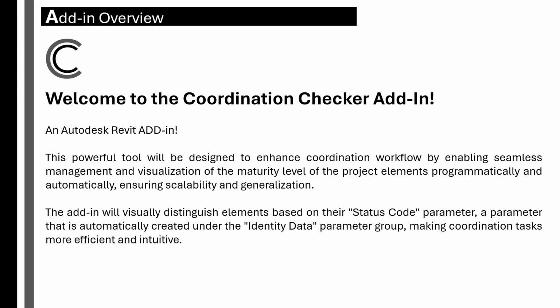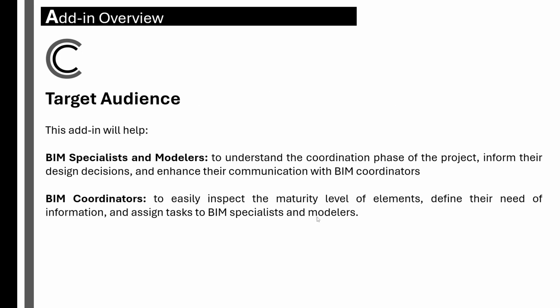It's simply an Autodesk Revit add-in. It is designed to enhance the coordination workflow by enabling seamless management and visualization of the maturity level of the project elements, as we saw in the past videos. The add-in visually distinguishes between elements based on their status code parameters, which are created under the identity data, making coordination tasks more efficient and intuitive.